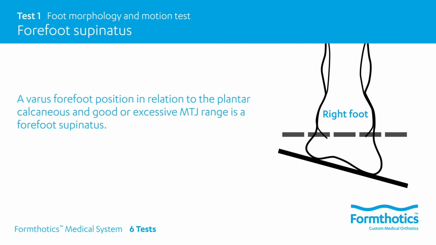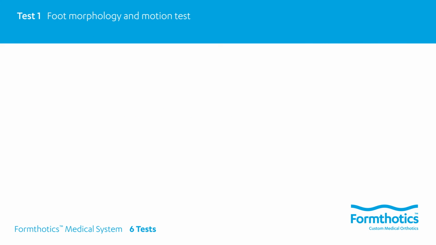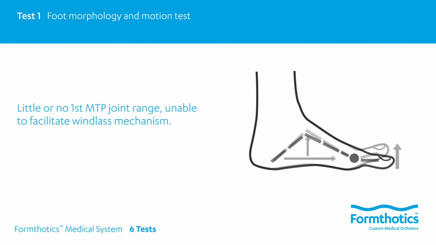If the forefoot position is varus in relation to the plantar calcaneus, but there is good or excessive metatarsal joint range available, we consider this to be a forefoot supinatus rather than a fixed forefoot varus. A supinatus has available range to compensate at the metatarsal joint, whereas a forefoot varus does not. If a patient has little to no first MTP joint range available, they will be unable to facilitate the Windlass mechanism for effective forward propulsion.